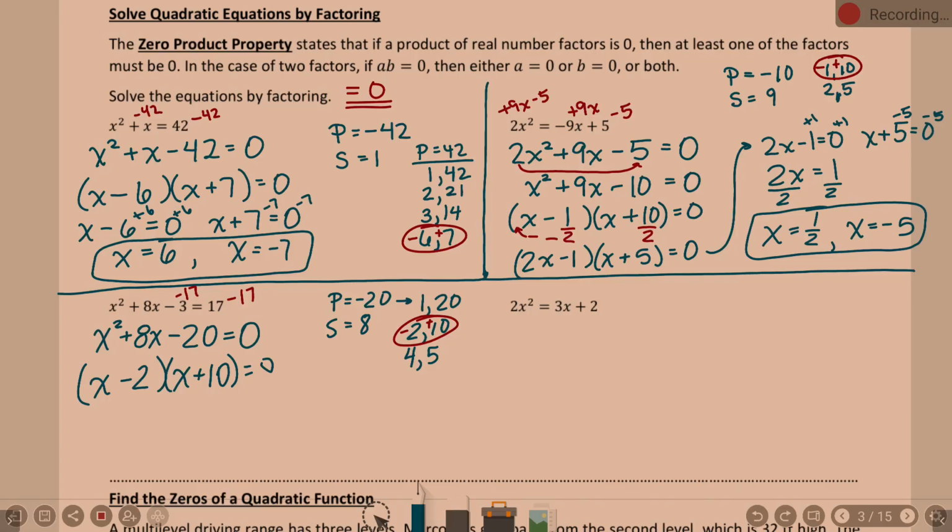No. Set each factor equal to 0. X minus 2 equals 0. X plus 10 equals 0. So if it's X minus 2, I'm going to add 2. X is 2. If it's X plus 10, I'm going to subtract 10. And X is negative 10. Okay? Make sure you go all the way.